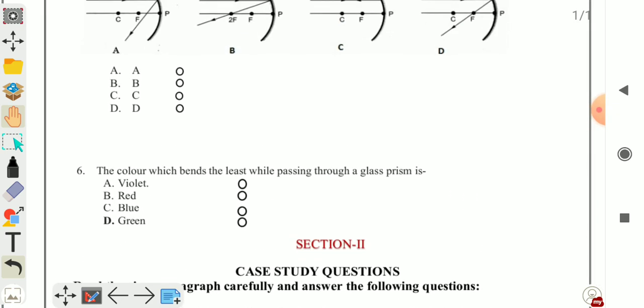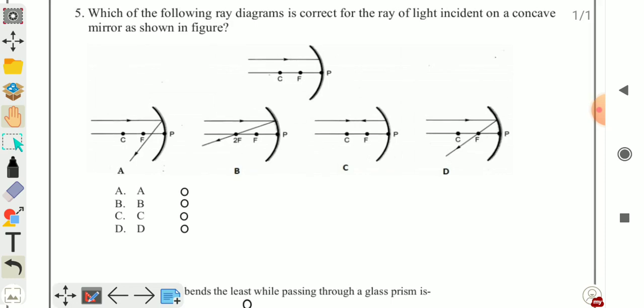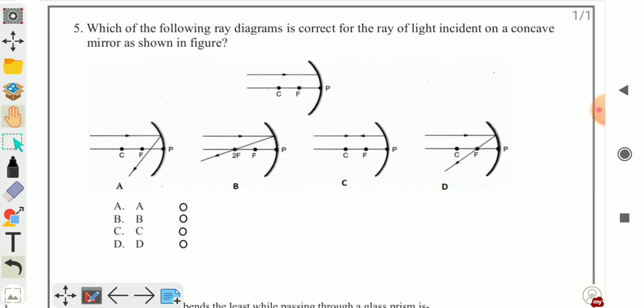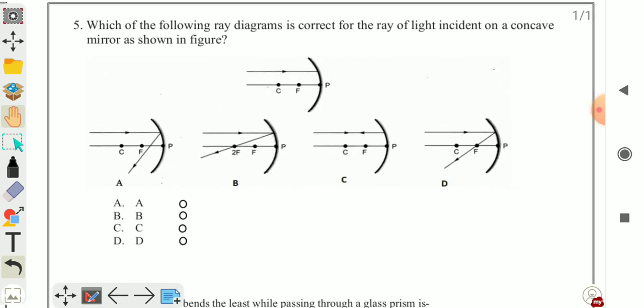Your next question will be question number 5. Which of the following ray diagrams is correct for the ray of light incident on a concave mirror as shown in the figure? You have to give in a figure. Here you have to show the correct reflection of the ray after reflection from the concave mirror.